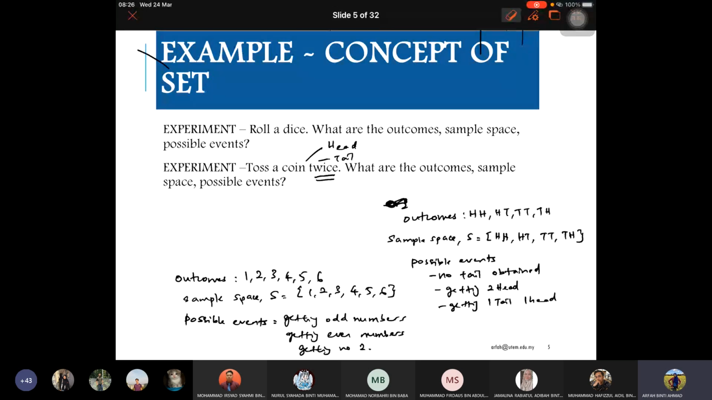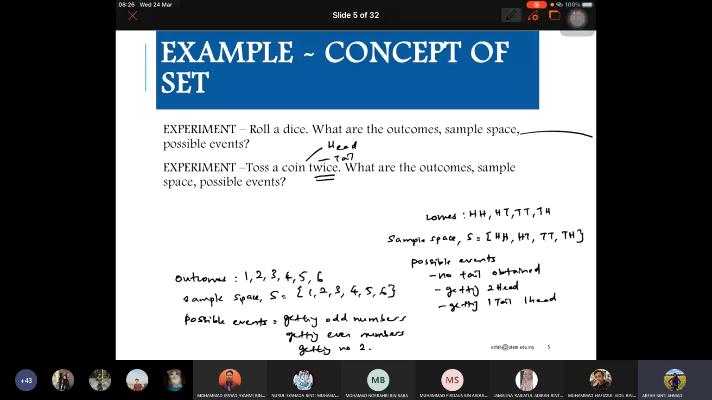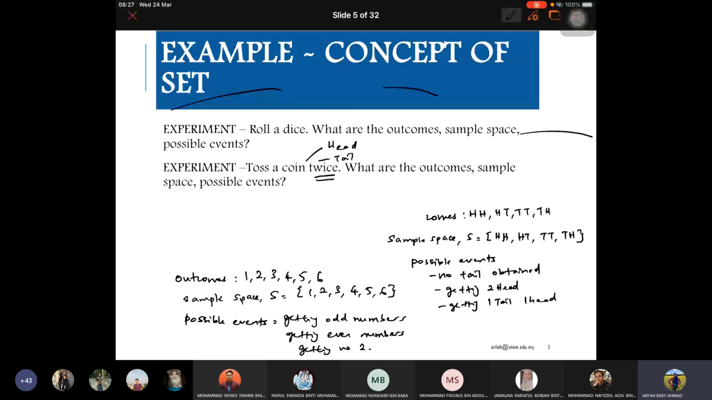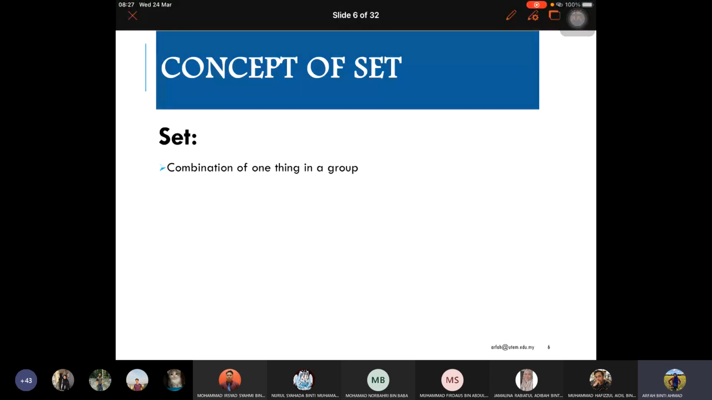So the next one, kita ada concept of set. Yang mana kita ada, set adalah combination of one or more things in a group. So it is actually a group of objects in general. So contohnya kita ada set of furniture. Yang ada dalam dia selalunya cupboard, table, chair. So ini adalah set bagi furniture.